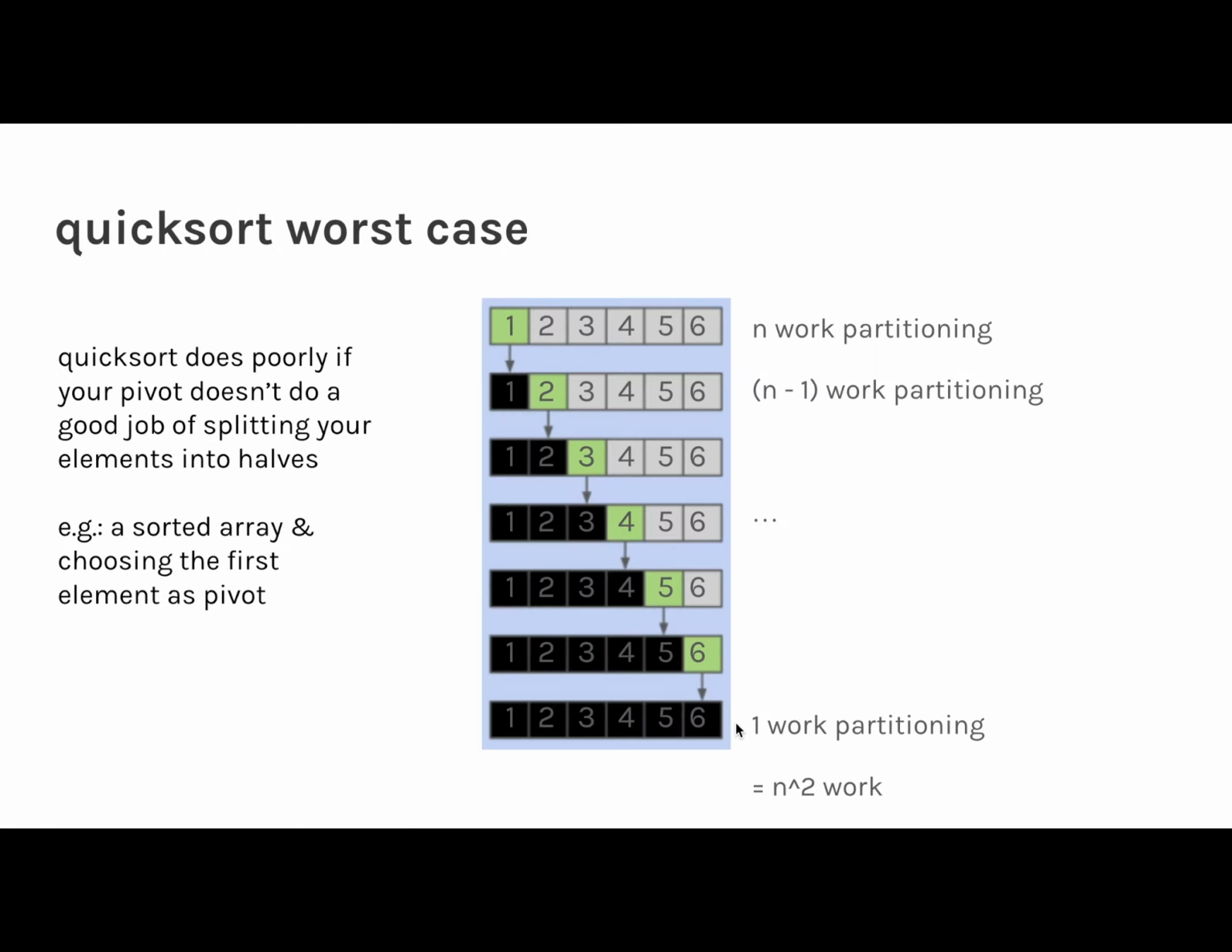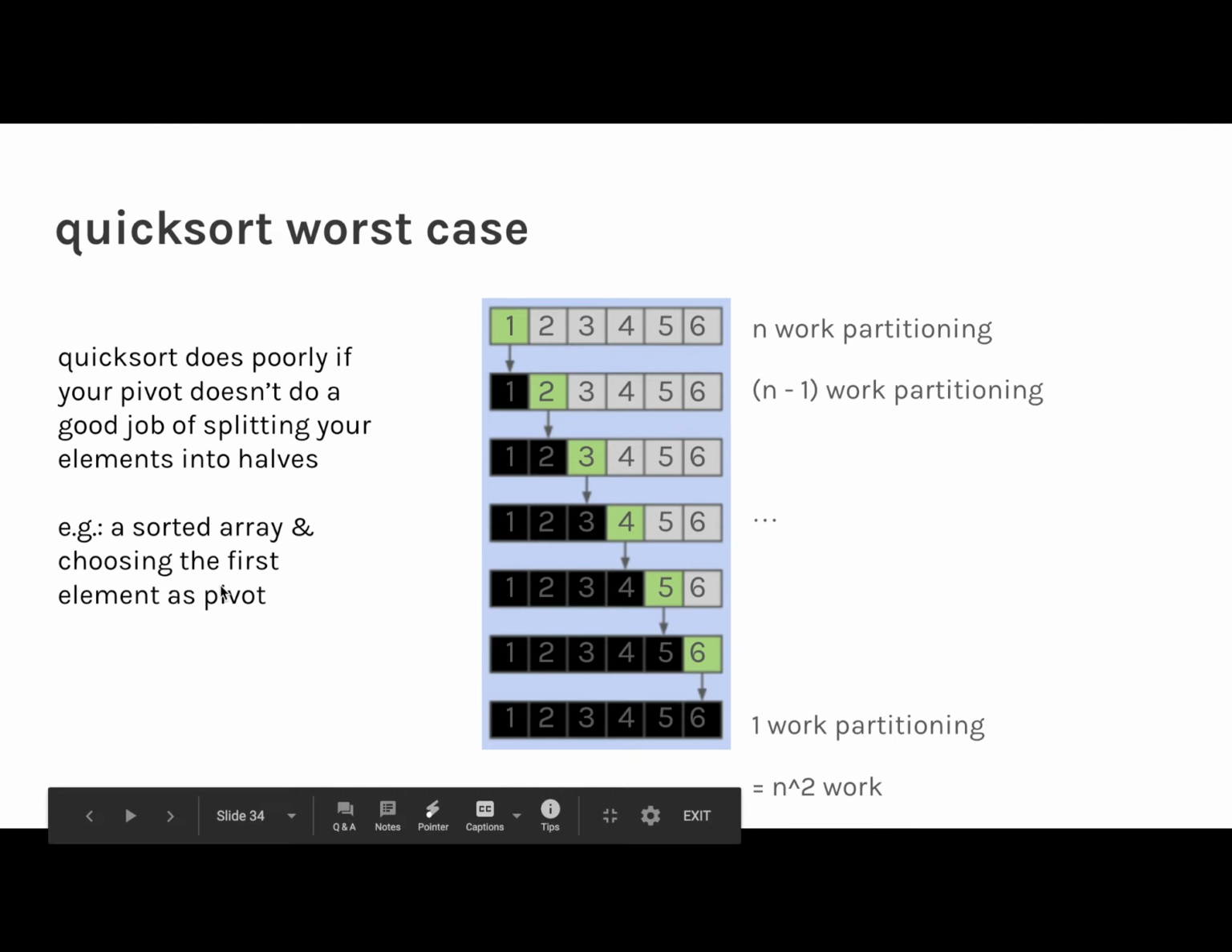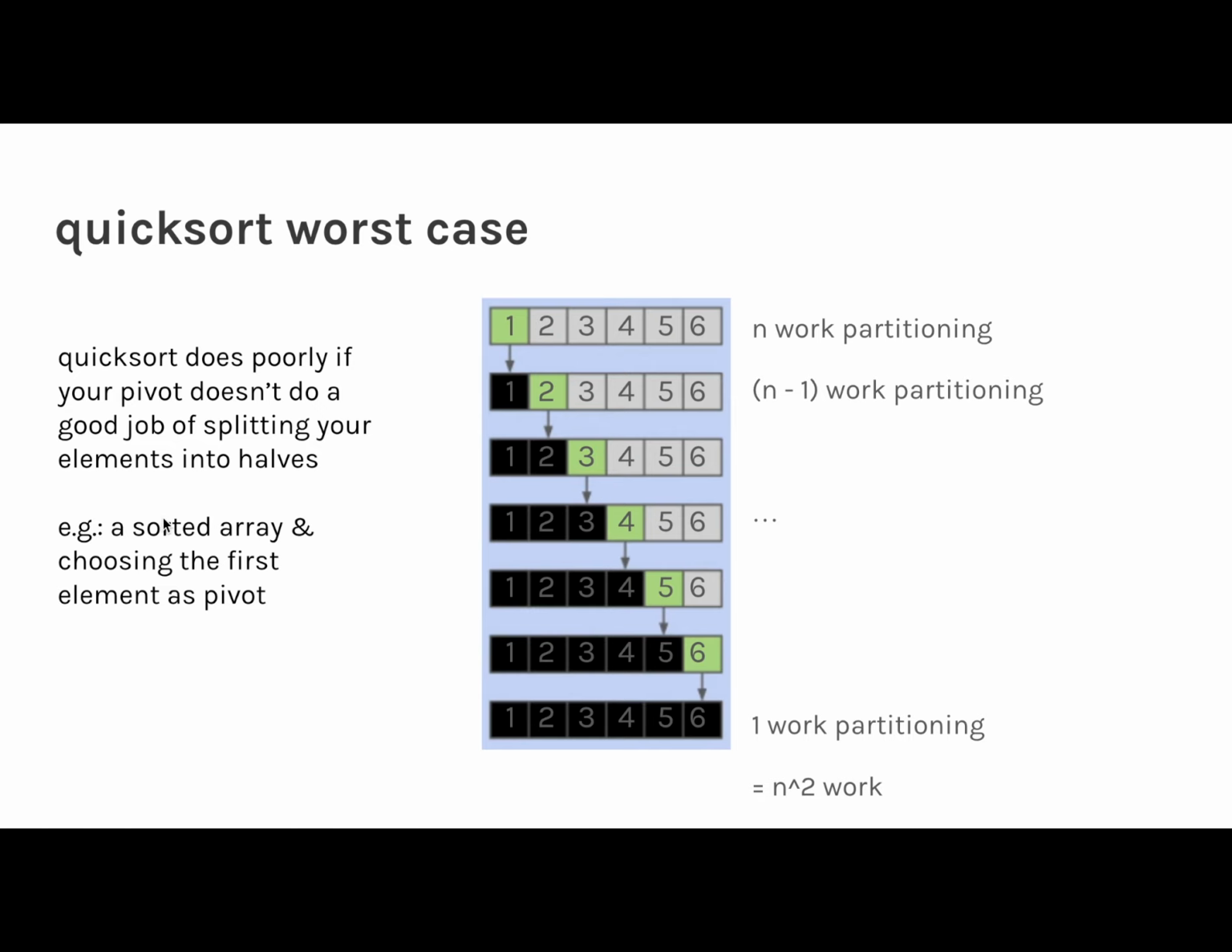Yeah, so one thing to mention is this specific example is if you have a sorted array and you choose the first element as a pivot. A reasonably good strategy for trying to get around worst case scenarios for quicksort is just to randomize your array when you start off.